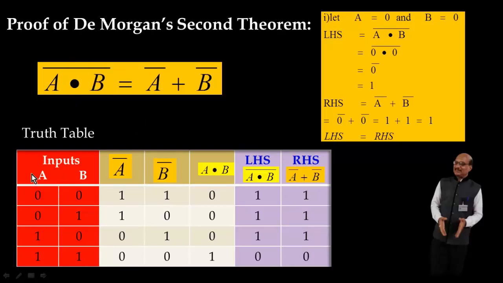Now prepare the table. The inputs are A and B, 4 possibilities. Then we require A complement, B complement. Therefore I have taken the columns A complement, B complement. Then we require A dot B. Then we have to write down the left hand side, that is (A dot B) complement, and the right hand side is A complement plus B complement.